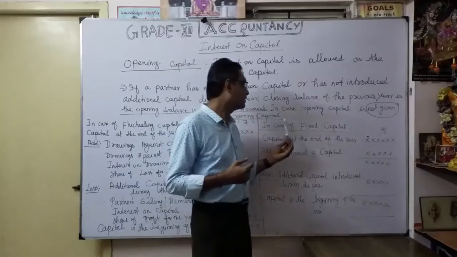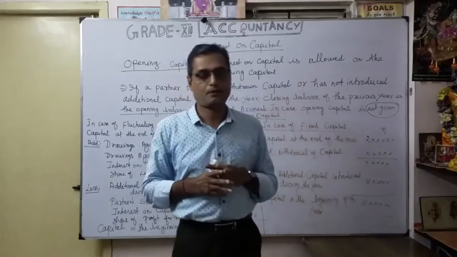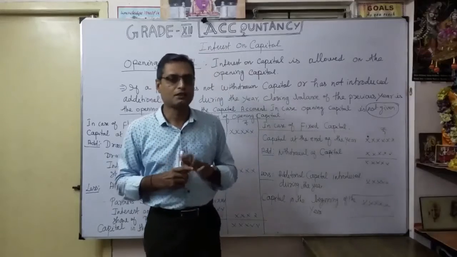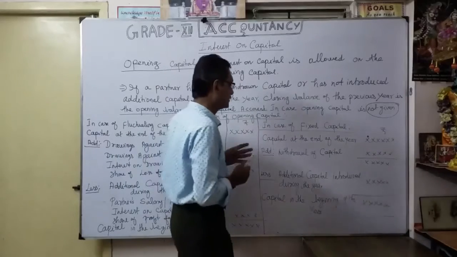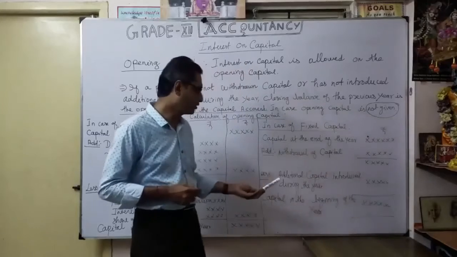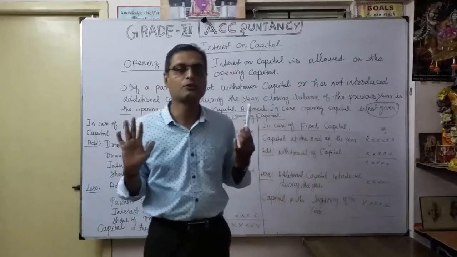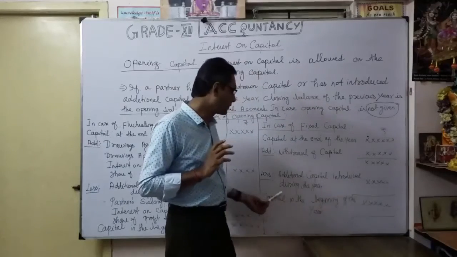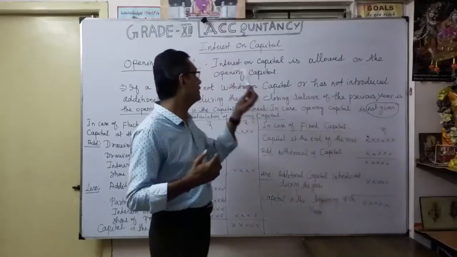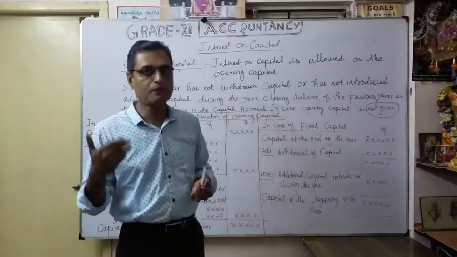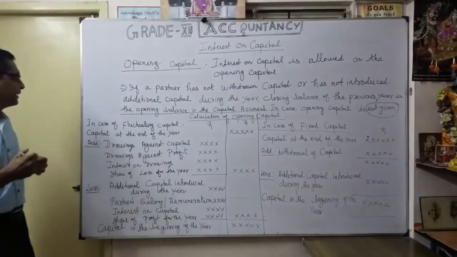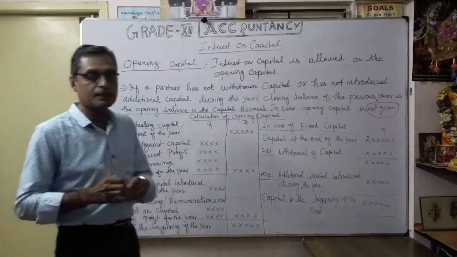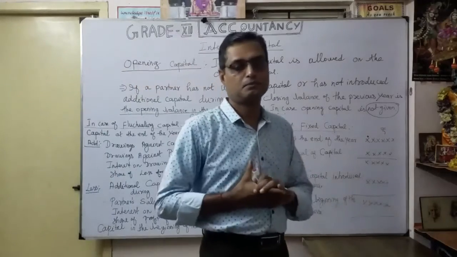Whenever capital is fixed capital, naturally you know you have to open another account, the current account. So here, for fixed capital, you just add withdrawal of capital and deduct additional capital, that's the only thing we calculate. Automatically you will get the capital in the beginning of the year. Once you get it, you can easily calculate interest on capital. Okay, now coming to the case of fluctuating capital, suppose the capital is fluctuating capital, everything you have to bring in the same place, correct?